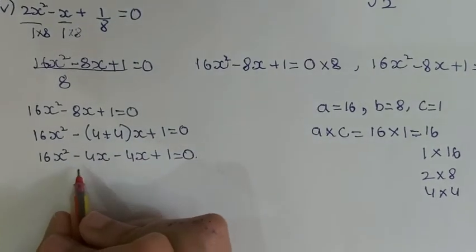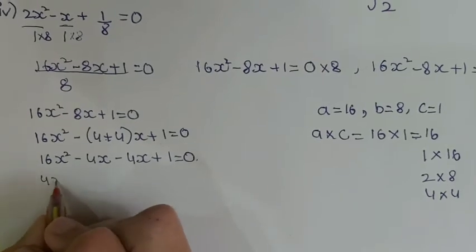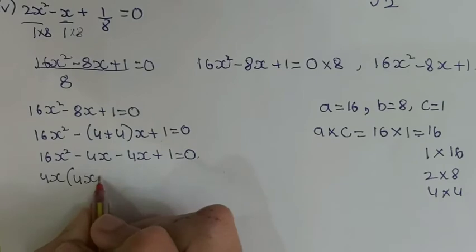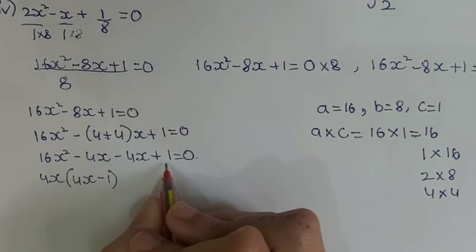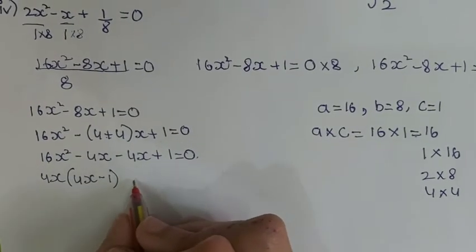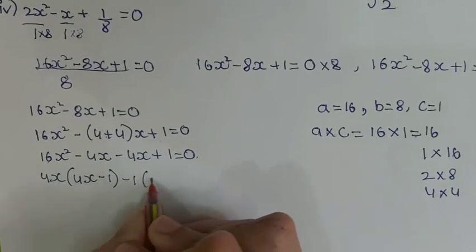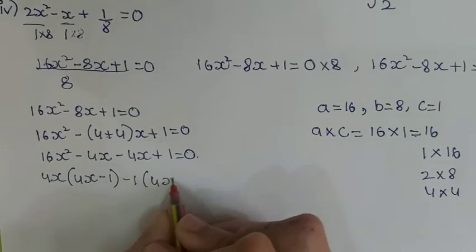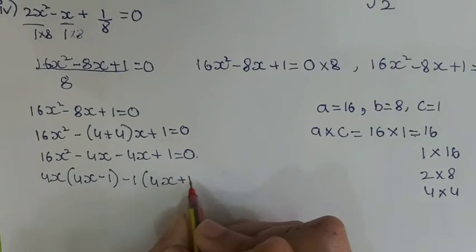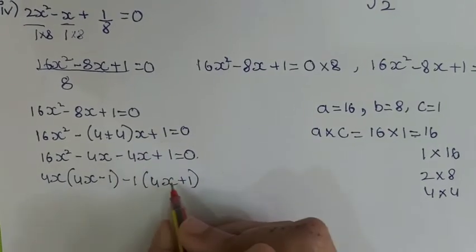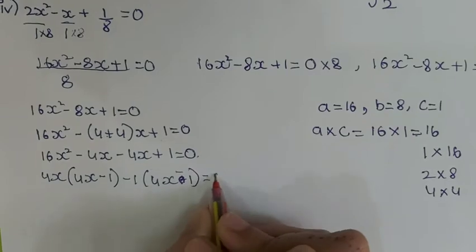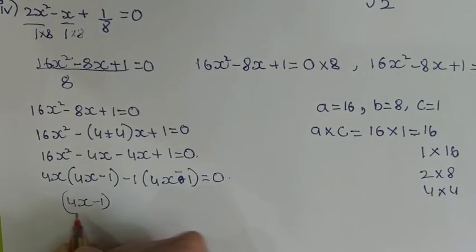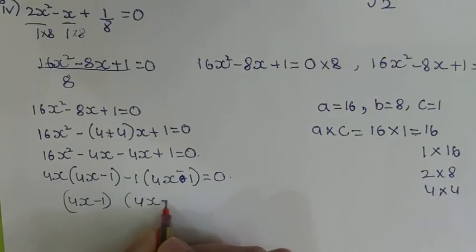So here you can see the common is 4x. So 4x into 4x is 16x square, and the remaining is 4x minus 1. And here we don't have anything common, so minus 1. Okay, so here we have the minus sign, so minus 1 into 4x minus 1. So we got 4x minus 1 and again 4x minus 1 is equal to 0.